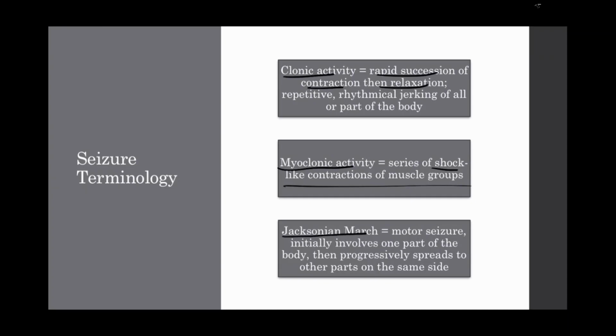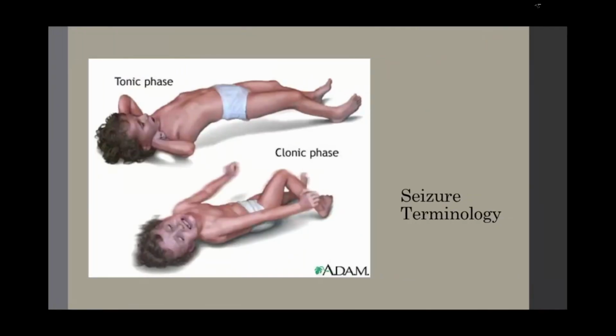Jacksonian march are motor seizures that involve one part of the body and then spread to other parts on the same side. So they'll start with their hand will start twitching, and then the elbow will get into the mix, and then the shoulder gets in, so it starts to spread. That's a Jacksonian march. So again, your tonic phase and then the clonic phase, they're just going to go back and forth depending on how long the seizure goes.